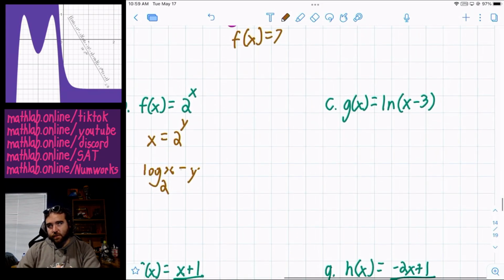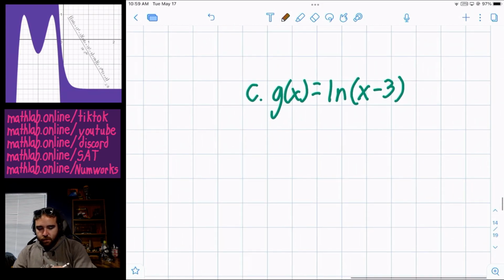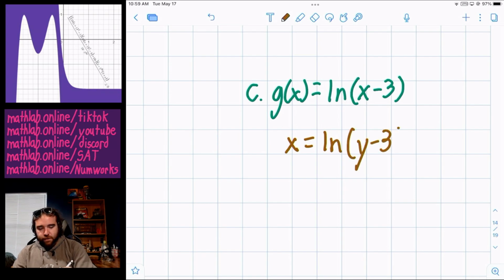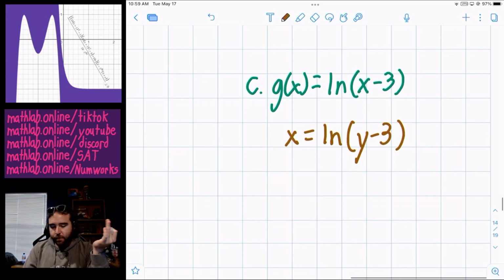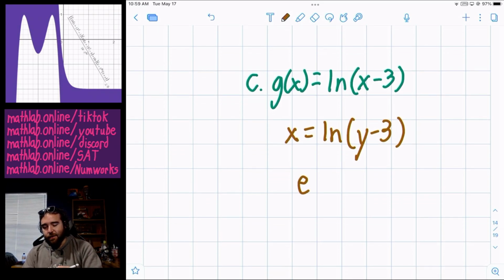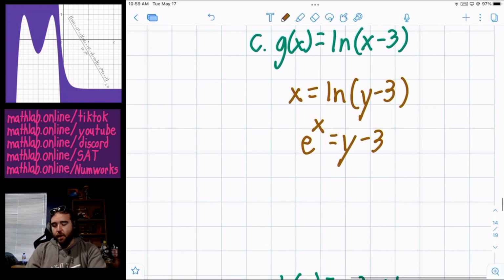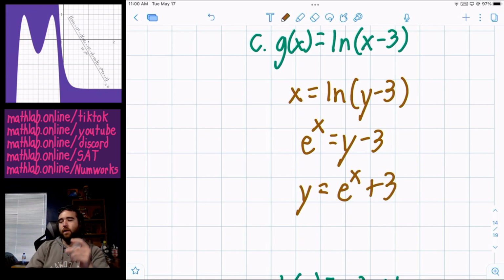So let's continue. C. We'll switch the x and the y. So x equals ln of y minus 3. And then we got to get y by itself. So here we're going to have to use an exponential function. We got to put it back into an exponent. So that's going to be e, because ln is log base e, to the x equals y minus 3. And then we're going to just add 3 to both sides. So y equals e to the x plus 3. There's our inverse function.